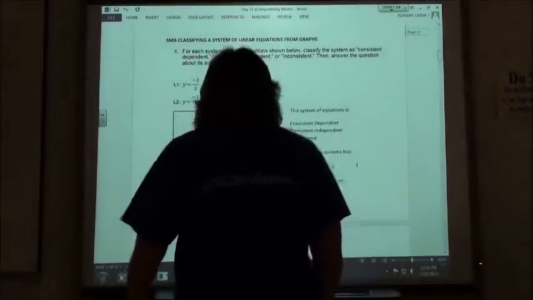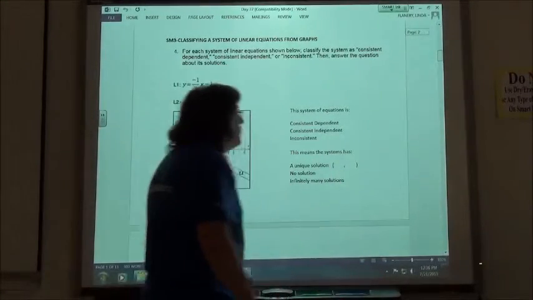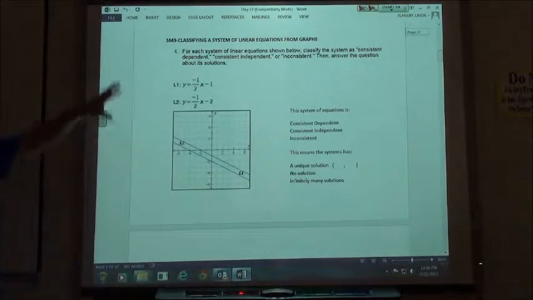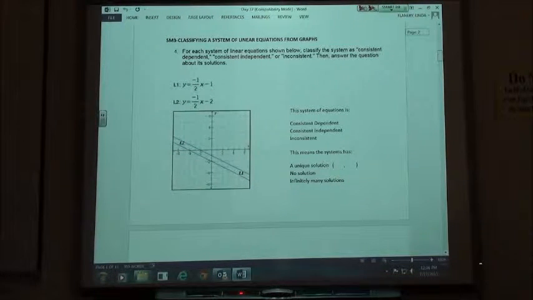The next ones, we're classifying a system of linear equations from its graph, and each one of these is going to have 3 parts, one of each kind. If I am drawing a system of equations that has 2 lines, there are 3 ways I could draw it.